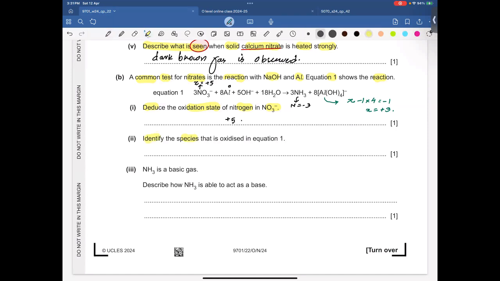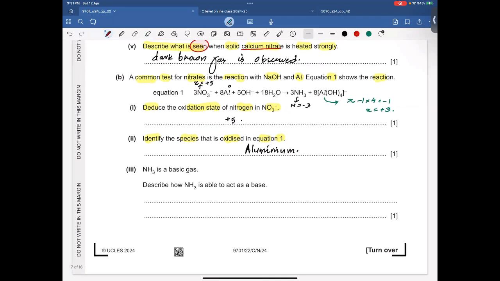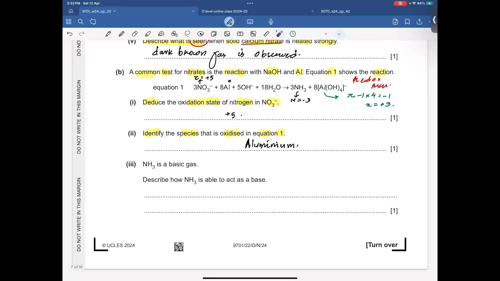Next, identify the species that is oxidized in step 1. Oxidized is aluminum because aluminum here is 0. Over here it's +3. So that means aluminum is oxidized whereas nitrogen is reduced, which is why it is a redox reaction. Okay. Remember that it's a redox reaction because aluminum is oxidized from 0 to +3. Nitrogen is reduced from +5 to -3.